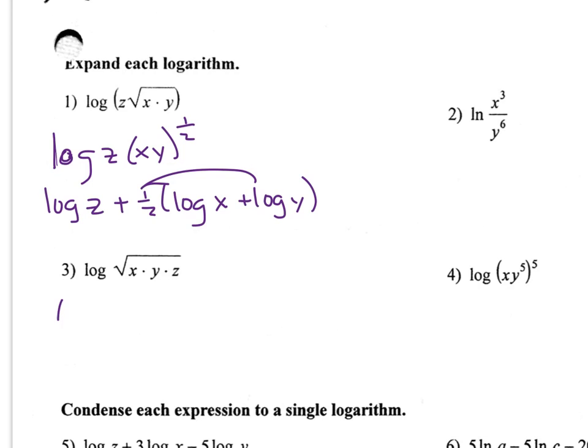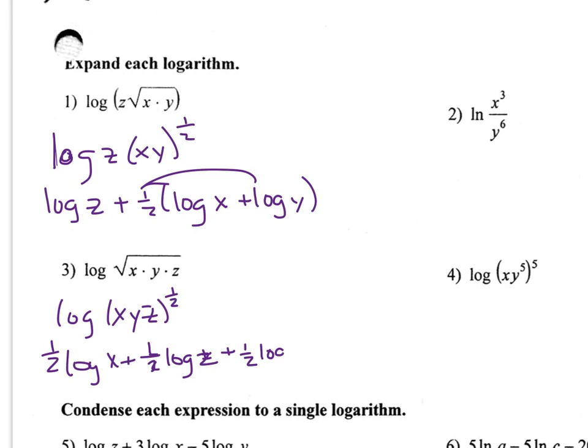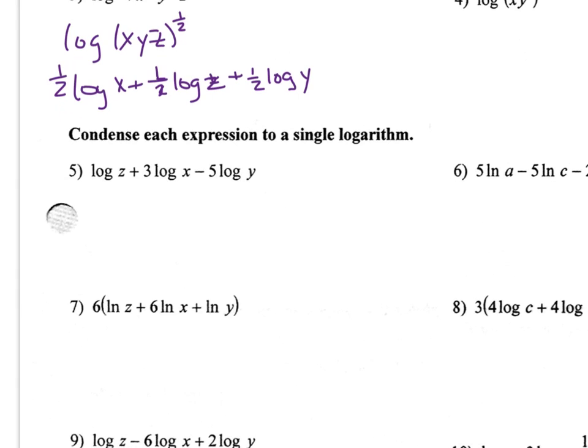Same deal with this one. Okay, this is the log of x, y, z to the 1/2. So the 1/2 can either go out front with them all, with a parenthesis, or plus 1/2 log z plus 1/2 log y. Oh, I screwed up the order of z and y, but that doesn't matter. This order here, the z and the y, don't make any difference, as long as they're both positive.